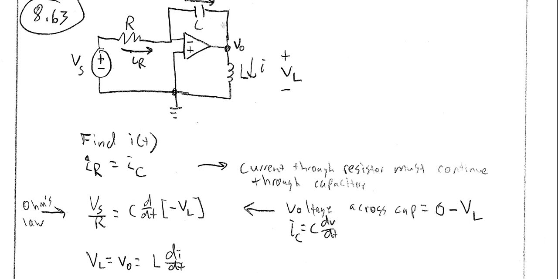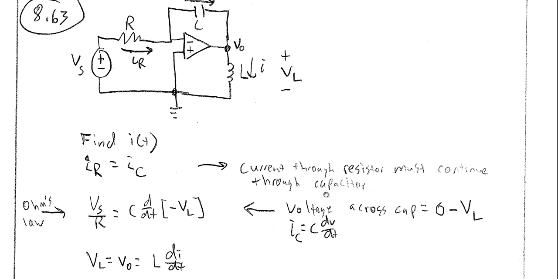Then the question is, what is going to be the voltage across the capacitor? Well, we know on this left side of the capacitor, that's going to be at 0 volts of potential. And then over here on the right side, we'll just call that VL. And so here relative to here is 0 minus VL. So the current through the capacitor is going to equal C times the derivative with respect to time of negative VL. And VL, of course, is also going to be time varying.